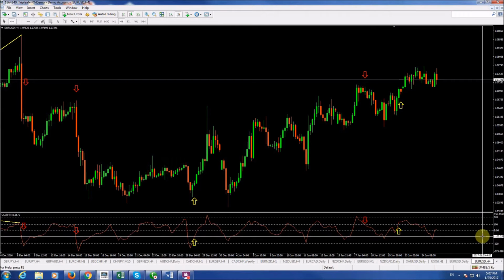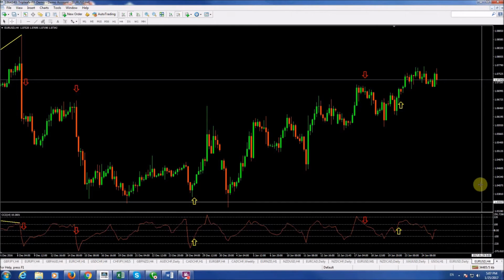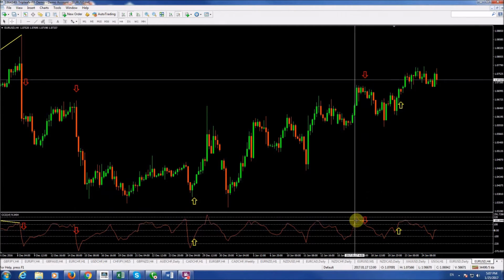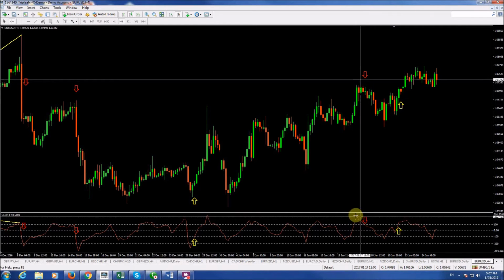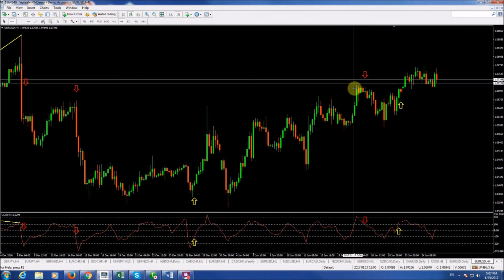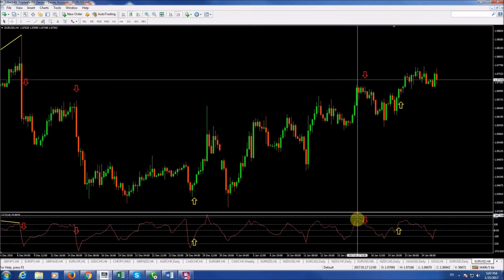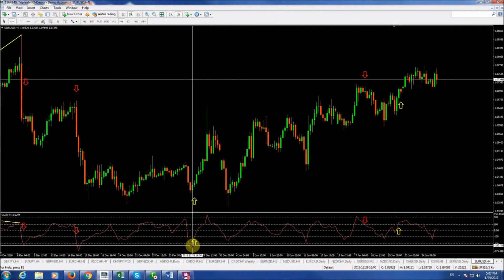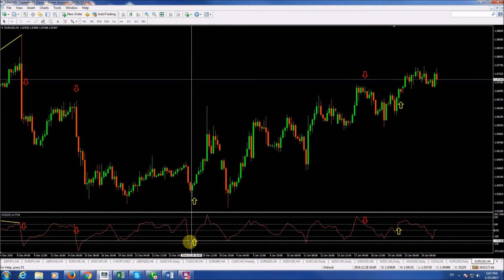And as I referred earlier, CCI measures the difference between a currency pair's price change and its average price change. High positive readings indicate that prices are well above their average, as you can see here, which is a show of strength. Low negative readings indicate that prices are well below their average, which is a show of weakness.